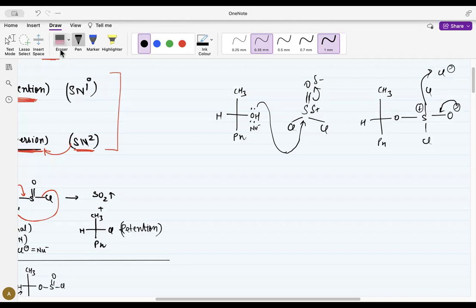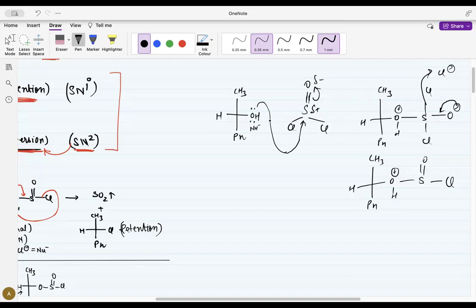If chloride is gone, so what is made? CH3, H, phenyl, and OH positive. Then you have sulfur. Then you have a double bond to oxygen and one chlorine is left. This double bond of oxygen is made and one chlorine is left on sulfur. So this is made.